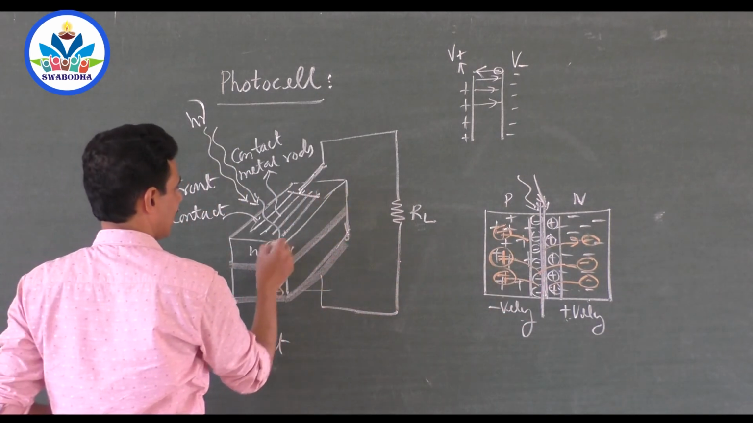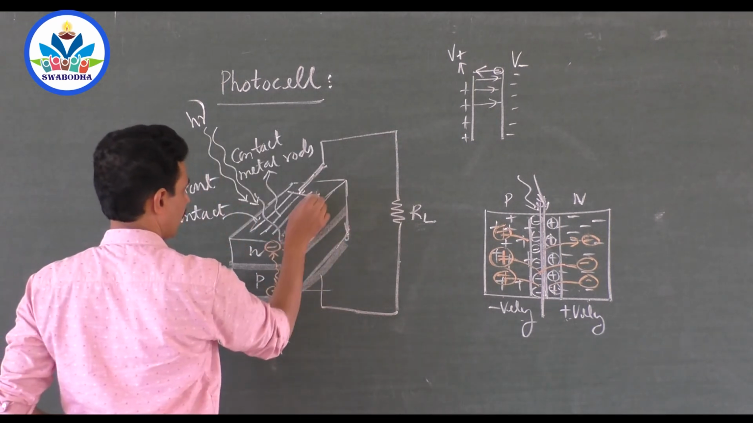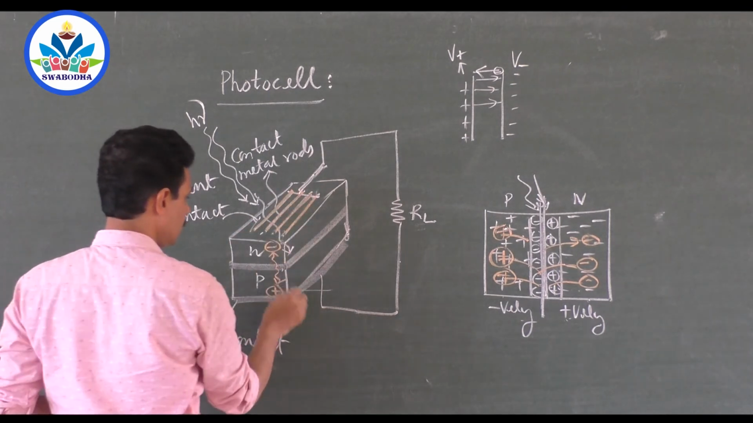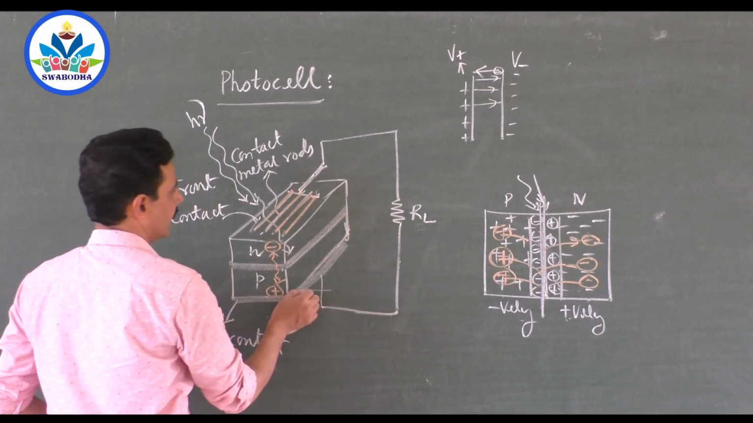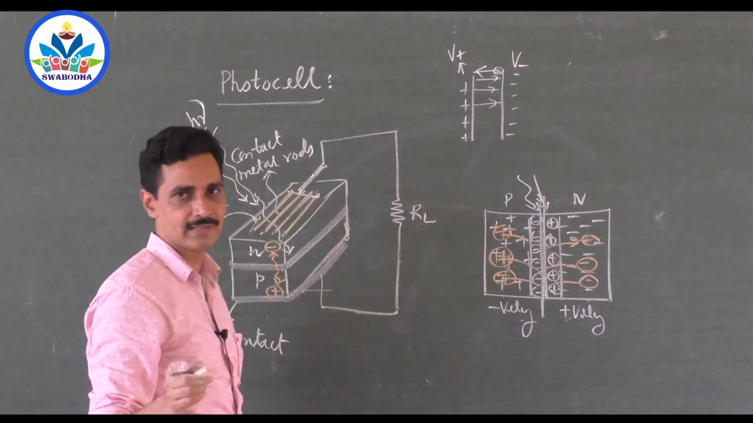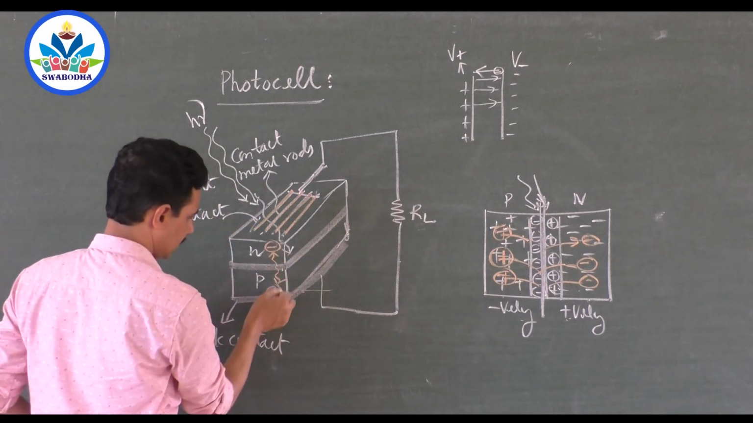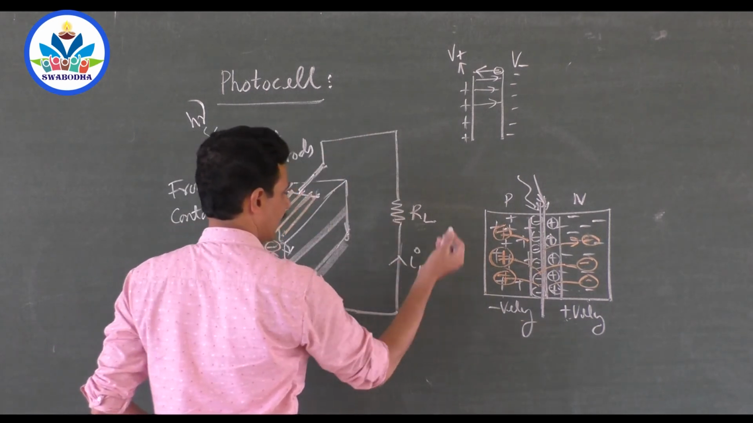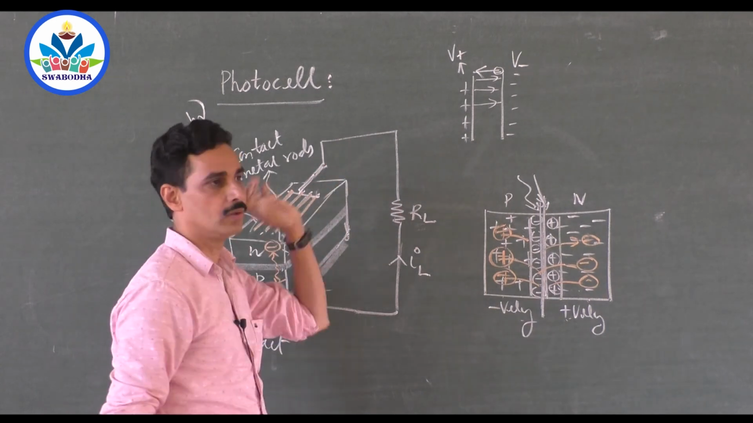Electrons are collected by these grid rods, that is, front contact rods. Holes will move to this metal contact, the back contact, metal base. Electrons will move like this and holes will move like this. You know that the direction of current is the direction of motion of positive charges. So holes will move towards the p side, and electrons will move like this. This is the direction of current. I'll call it load current. So a current starts flowing in the external load.